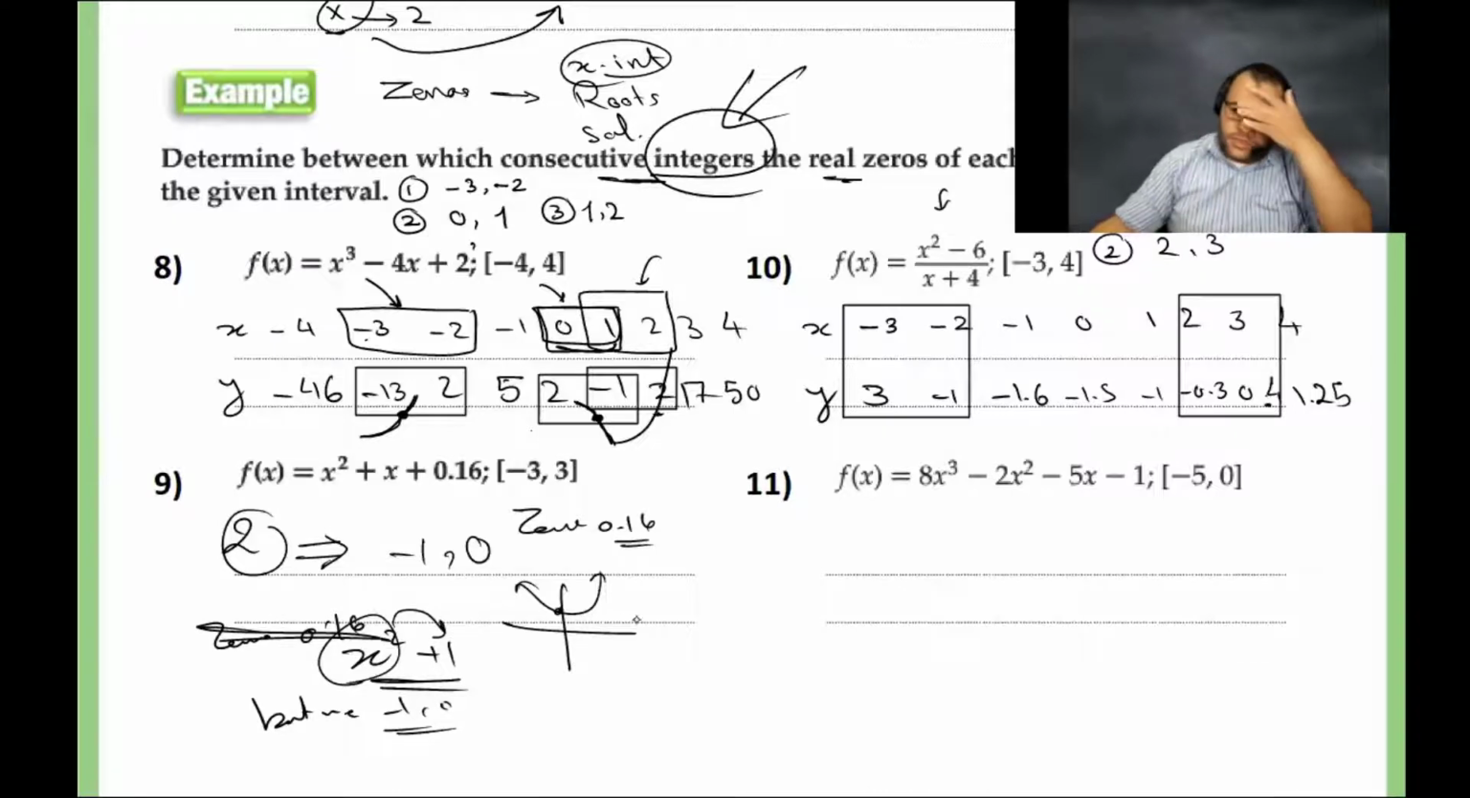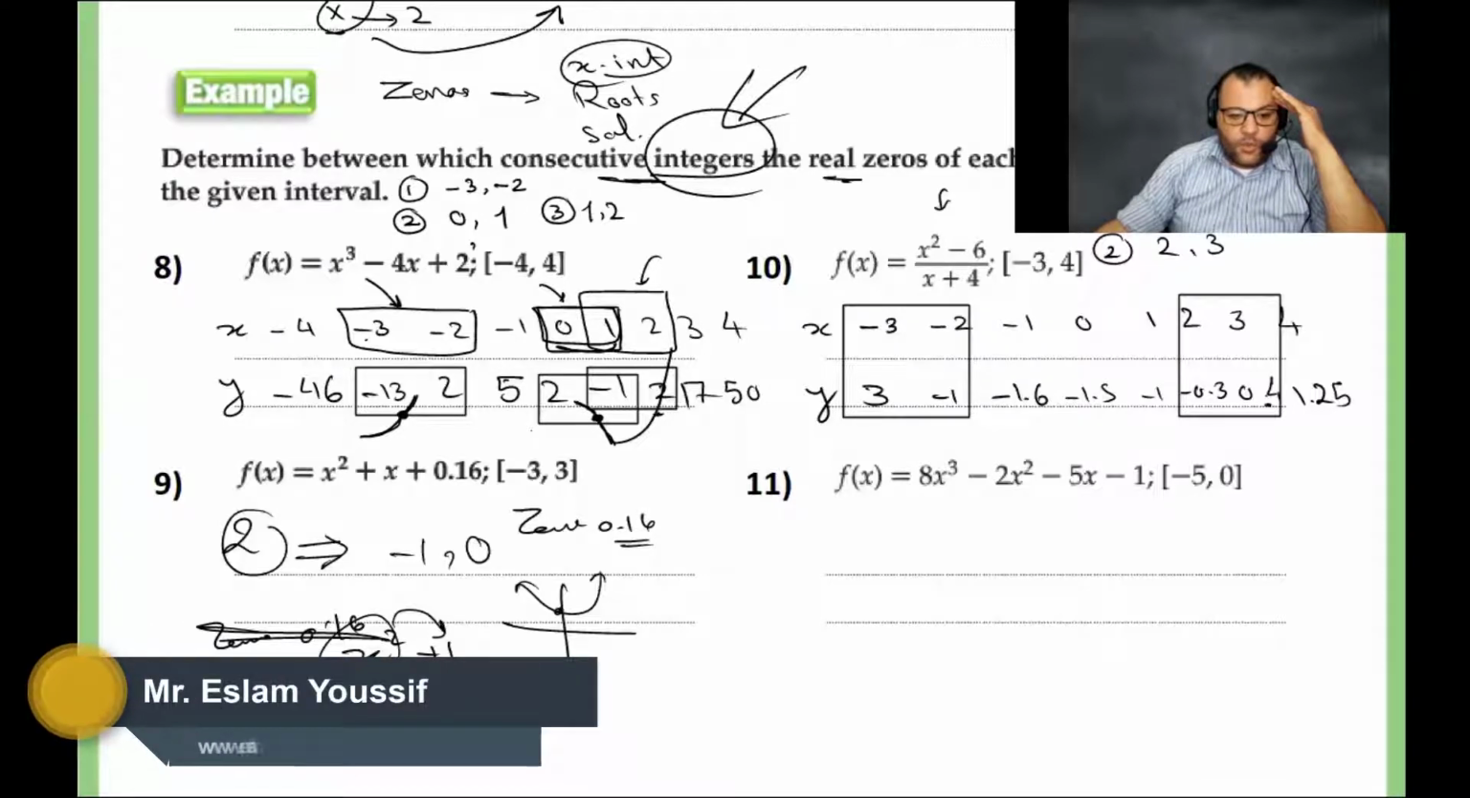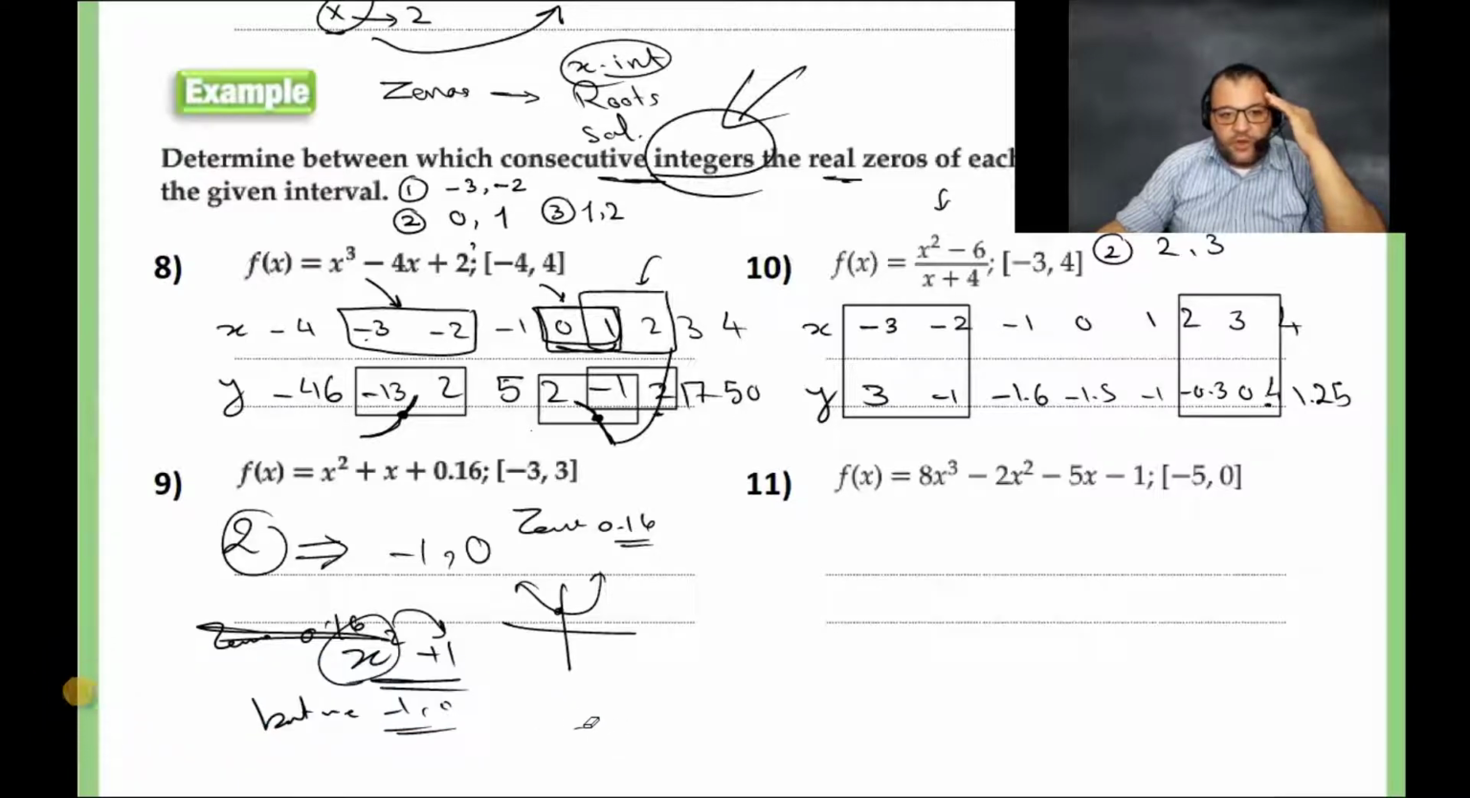Do you know the meaning of the zero being 0.16? It means when x is equal to 0.16, y is equal to 0. That is the meaning of the zeros. Zeros mean the value of x when y equals 0. The second one, let me check the second one. There are no zeros in this interval. Okay.